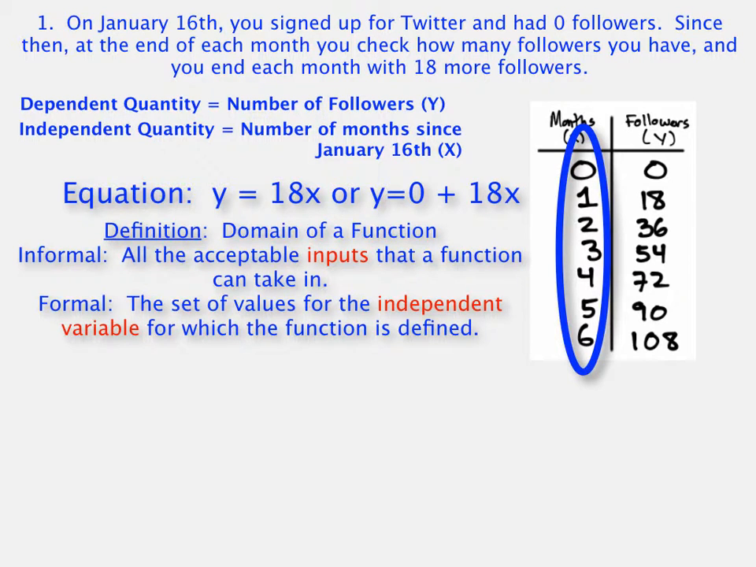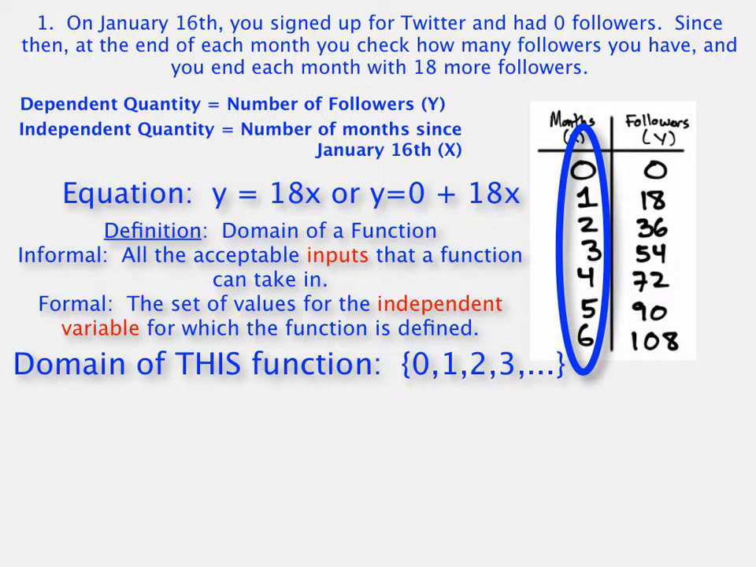The formal way of saying it is the domain of a function is the set of values for the independent variable for which the function is defined. So for this specific function, I think the domain is 0, 1, 2, 3, 4. And to show that it keeps going on, we would write a ... meaning it goes on and on in this way.